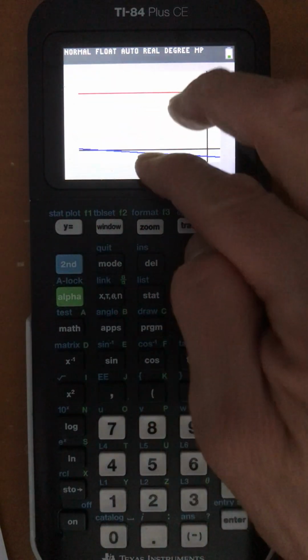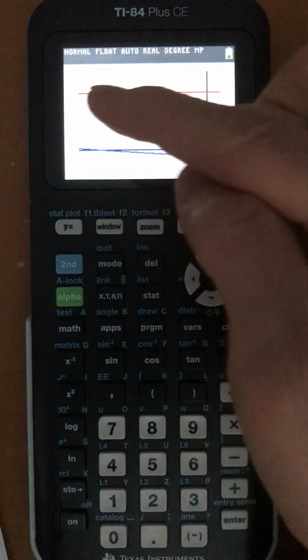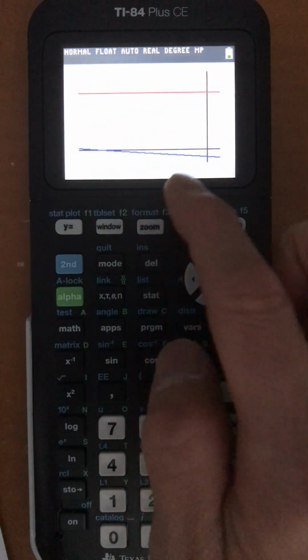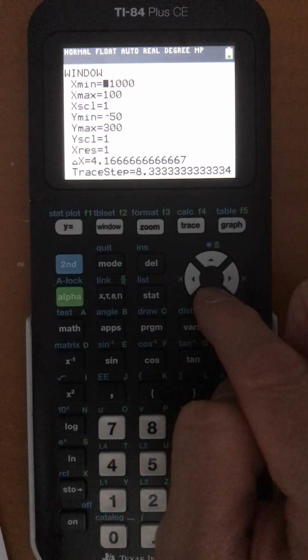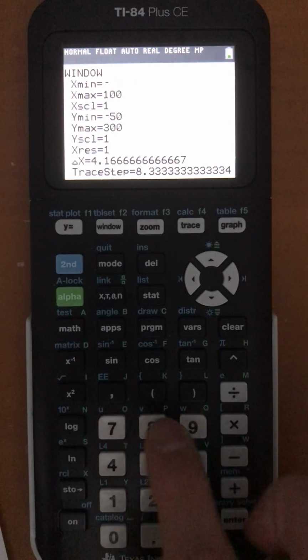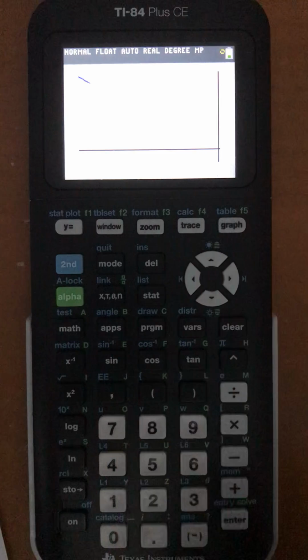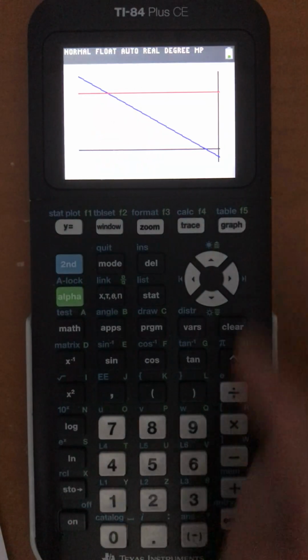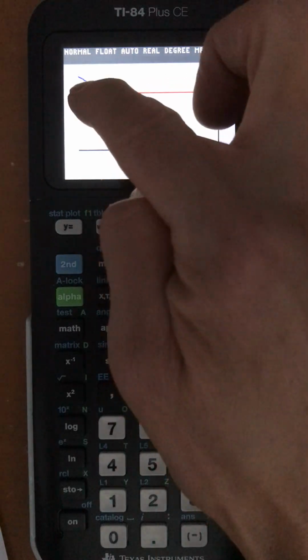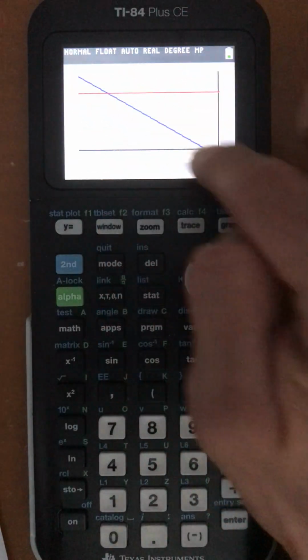222, but the intersection point's somewhere this way. So I need to adjust my window. And this one, big adjustment, so I'm going to say negative 9,000. Okay, there's my intersection point. This is the line y equals 222. This is my original line.